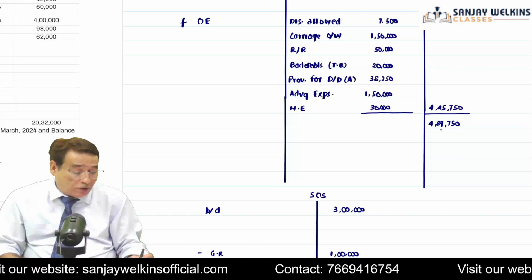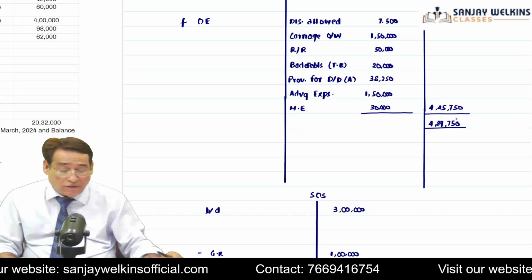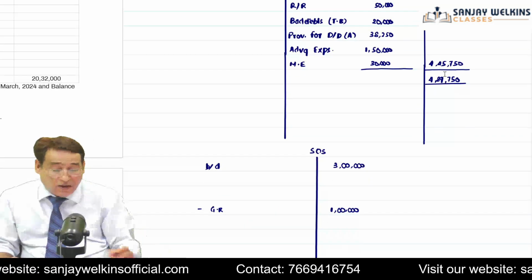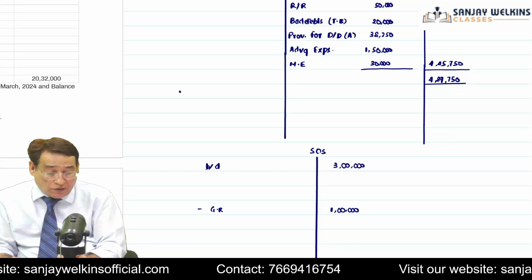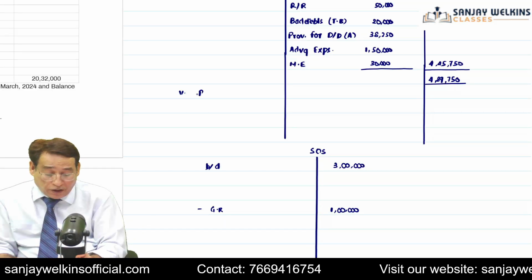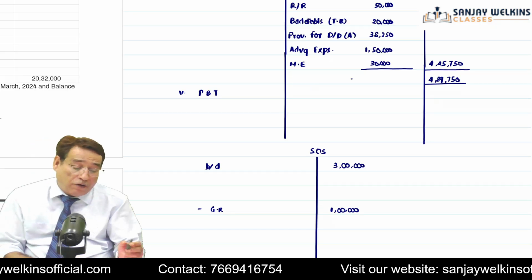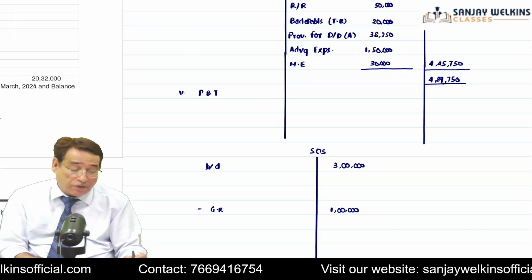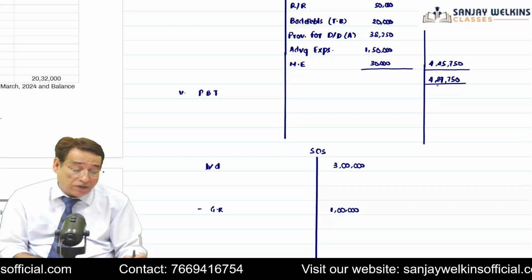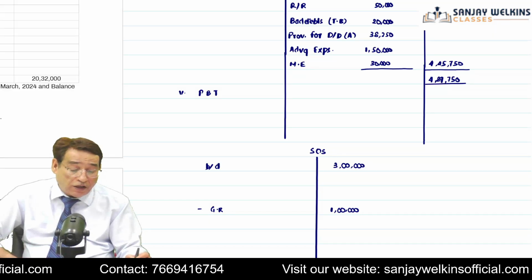4,89,750 will be your total expenses. Once you have computed your total expenses, the next point is that you are going to compute profit before tax. In order to compute profit before tax, from total revenue you will have to subtract your total expenses.